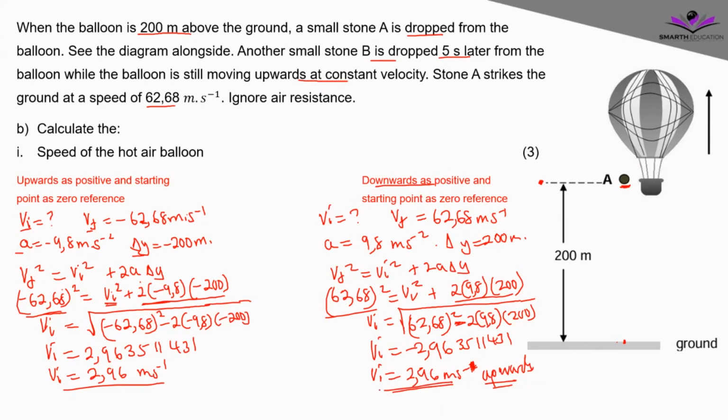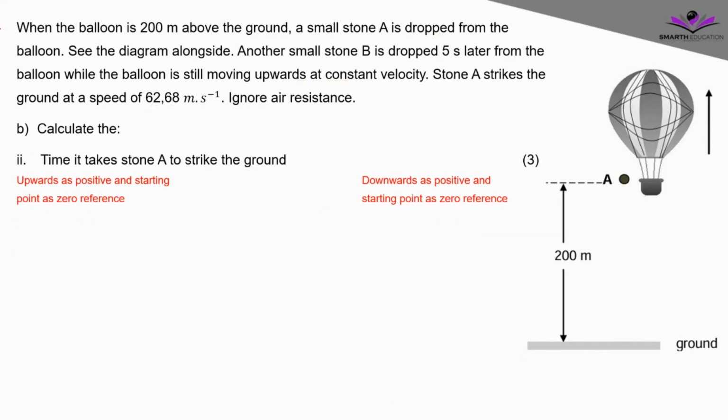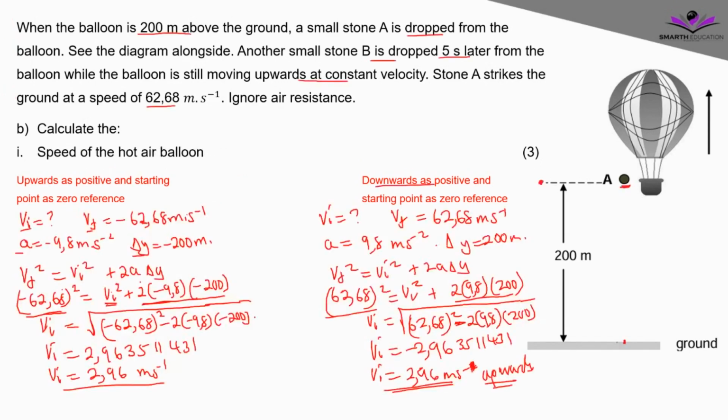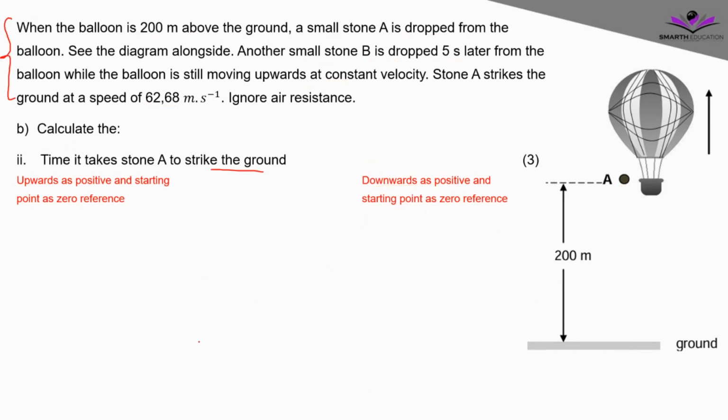Right, let's do B2. Now we have our initial velocity of the stone. We read the information again. It says calculate the time it takes stone A to strike the ground. We just calculated our initial velocity, isn't it? It's now 2.96 meters per second. Then we have our acceleration, and we're given the final velocity, and then we can find time.